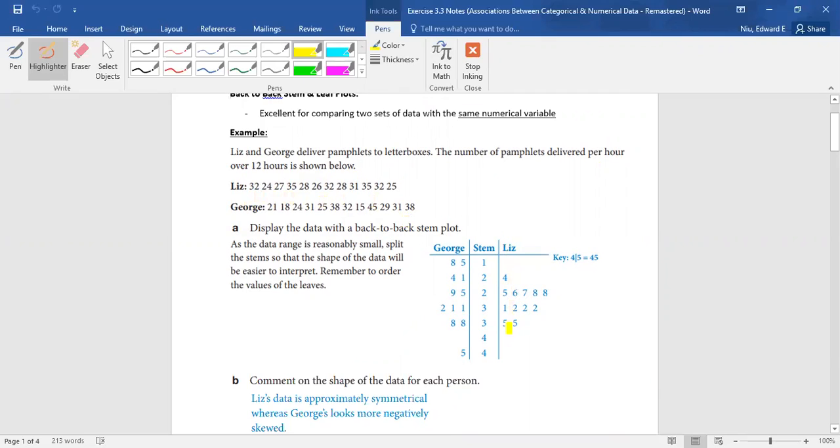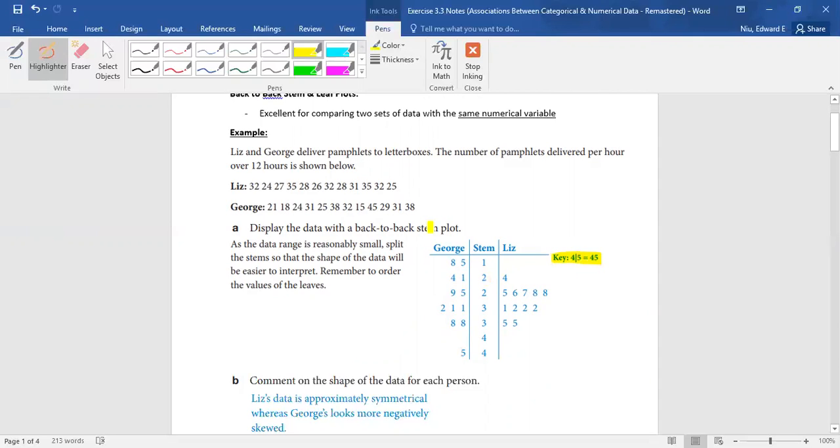In the right leaf, we've got Liz, and we've got our most important thing that people always forget, which is the key. You're never asked to construct one of these in the exam, but make sure you check the key, because sometimes the key might say 4-5. So if the stem is 4 and the leaf is 5, that might mean 4.5. Okay, so just make sure here we're checking the key. Here 4-5, or a 4 stem and a 5 leaf, is 45.